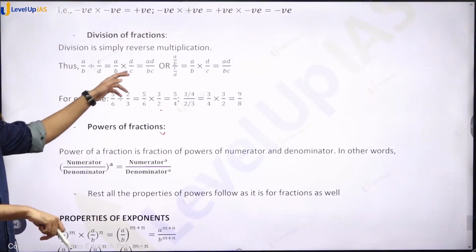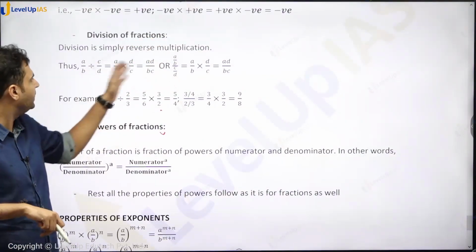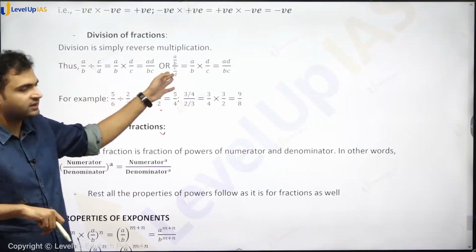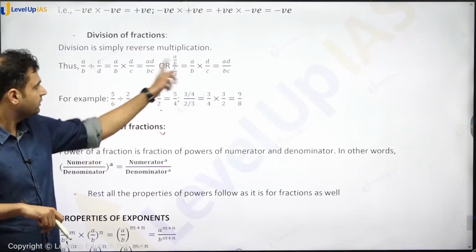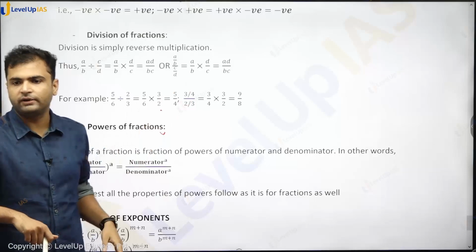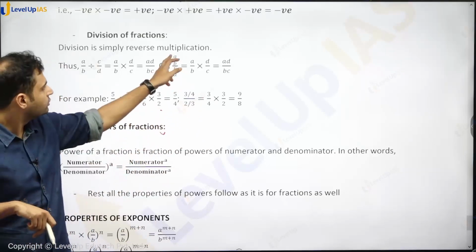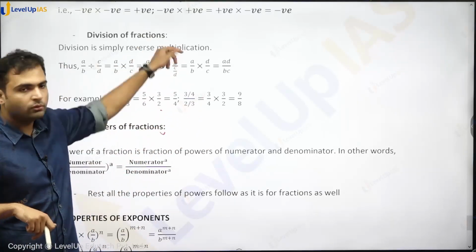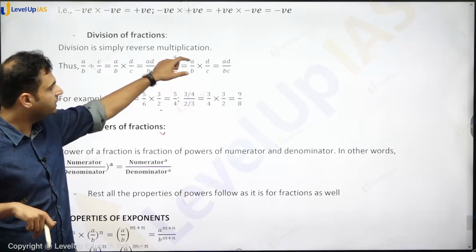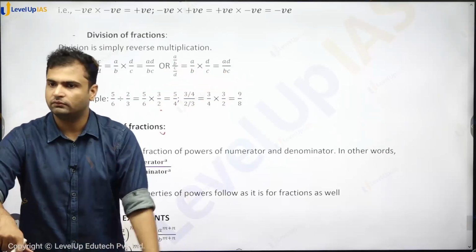a by b ये हमने किया, और a by b divided by c by d को ऐसे भी लिख सकते हैं. This is division ही होता है when we write a fraction, that is nothing but division. So a by b by c by d is equal to उल्टा multiplication a by b into d by c, and then we can multiply.